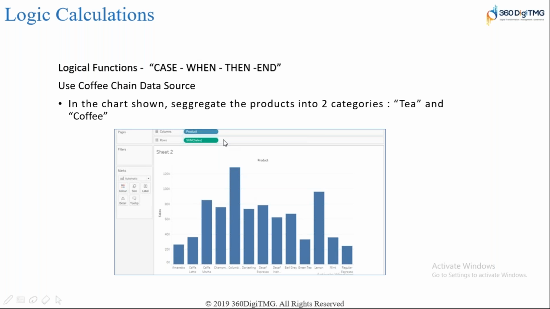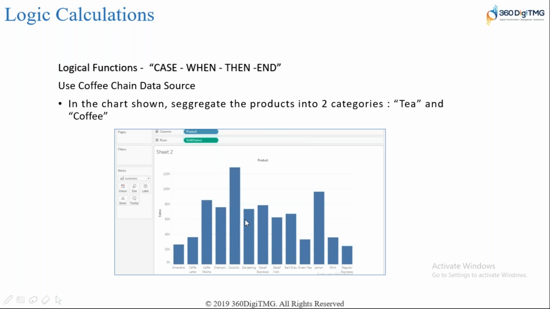Very interesting again. All of you will have to get connected to the coffee chain data source and look at this. We are supposed to segregate these products being sold by the coffee chain business into two categories: tea related products and coffee related products. So we have to segregate the products into two types: tea and coffee.